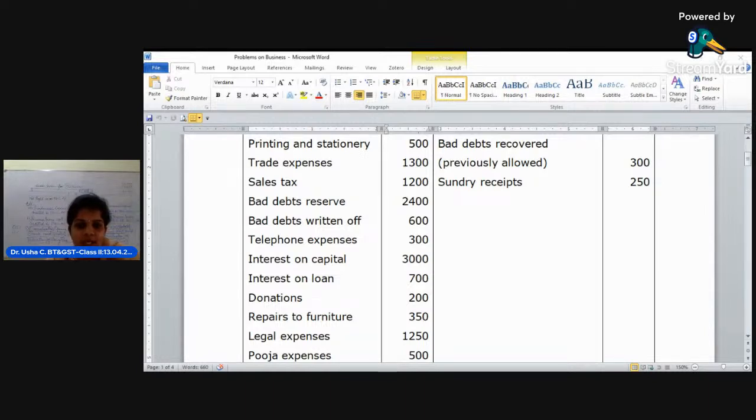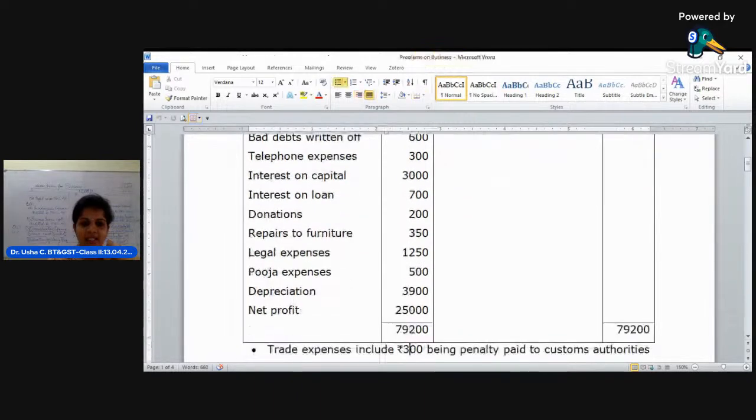Okay, donations 200. I'm sorry. Telephone expenses 300. Interest on capital 3000. Interest on loan 700. Donations 200. Repairs to furniture 350. Legal expenses 1250. Puja expenses, it is 500.